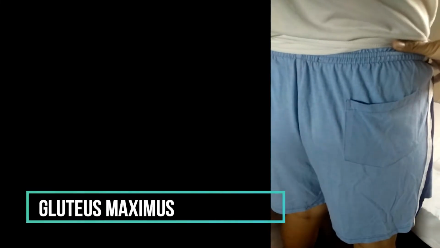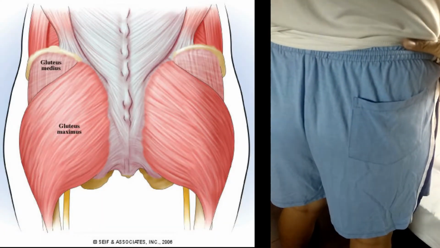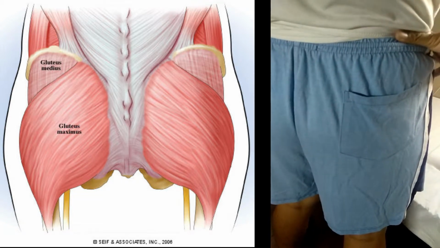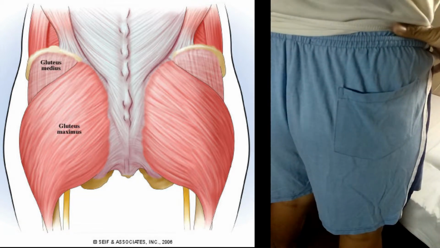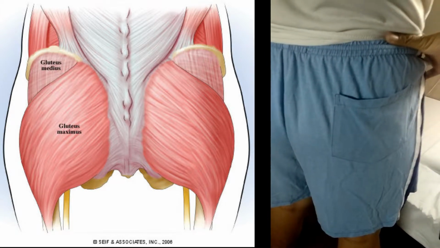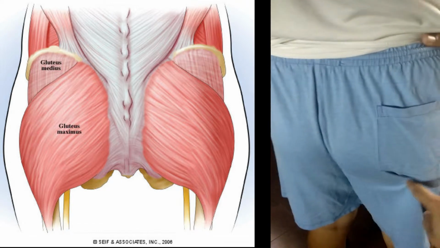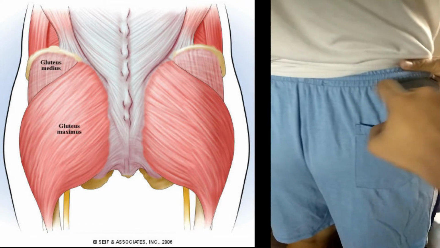Gluteus maximus. Origin: gluteal surface of ilium, lumbar fascia, sacrum, and sacrotuberous ligament. Insertion: gluteal tuberosity of the femur and iliotibial tract. So the gluteus maximus is this muscle from here to here.